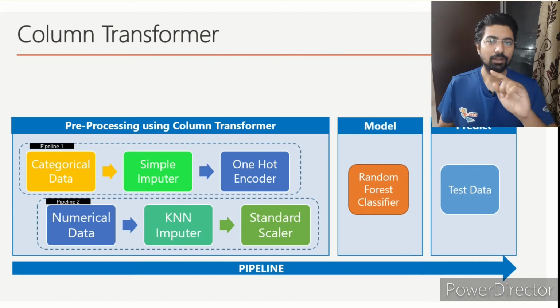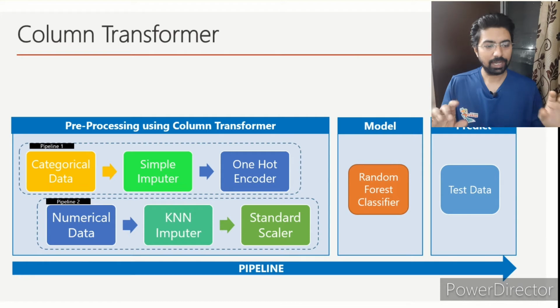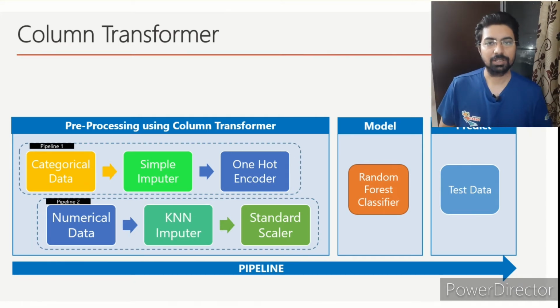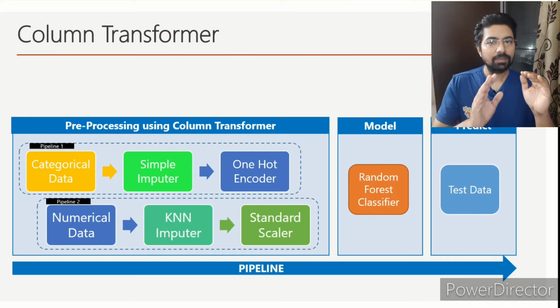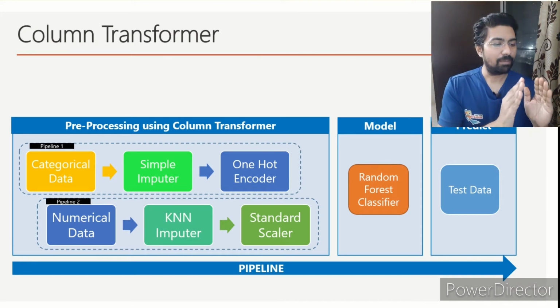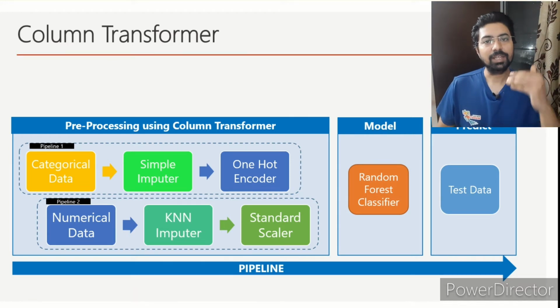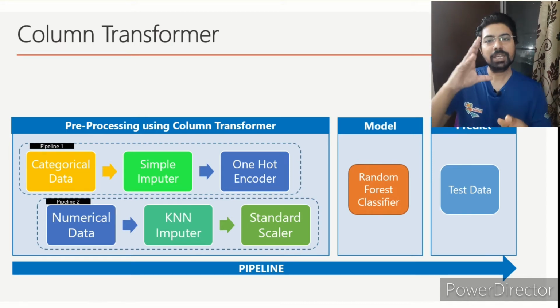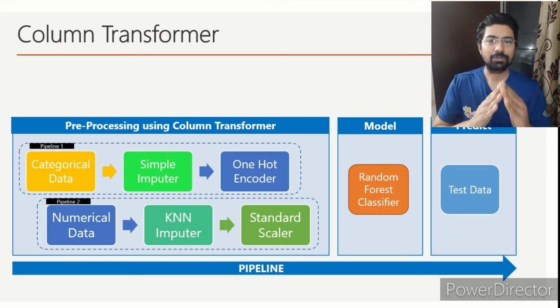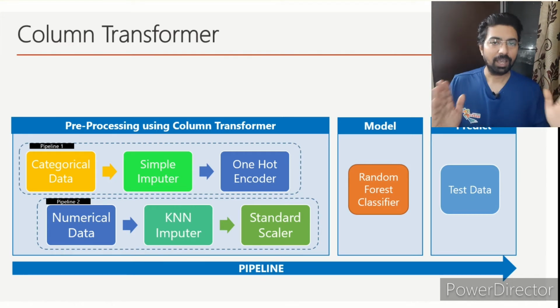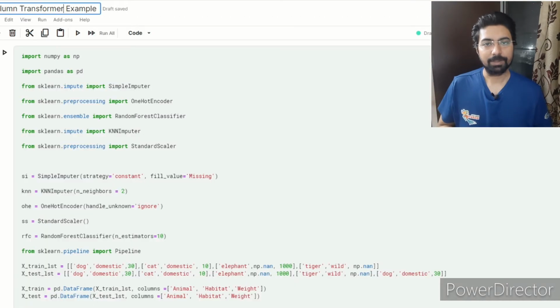Then whatever the outcome is, you may name this column transformer as the pre-processing transformation, and then this pre-processing and the model estimation, these two steps, can be defined in another pipeline. So there you can use a combination of pipeline and column transformer to do your work and then predict on the test data. Let's see with one example.